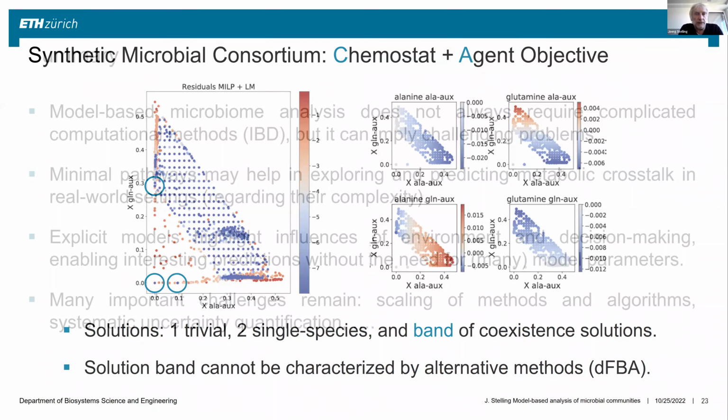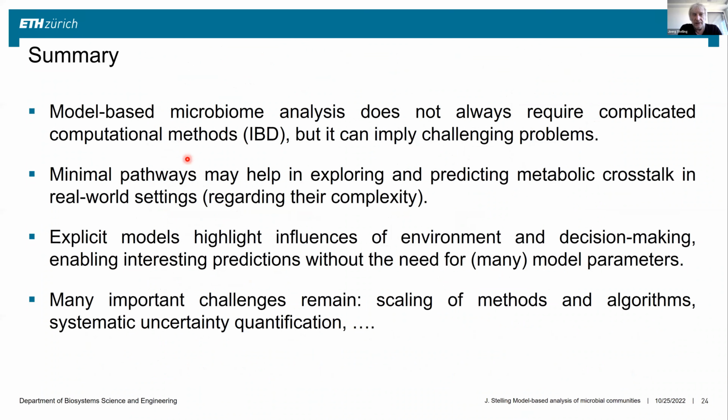So that's essentially what I wanted to show today. The basic idea here is that even if you come to more complex microbiomes, this doesn't always require challenging computational methods. Like for this IBD case, it was essentially just reaction counting. But I think in general, the challenges are quite intricate. So one proposal is to use these minimal pathways to help explore and predict what exchanges can be possible in real-world settings, and the emphasis is on real-world settings, because that approach essentially scales to, as I showed you, combinations of networks that have on the order of 30 to 50,000 reactions.